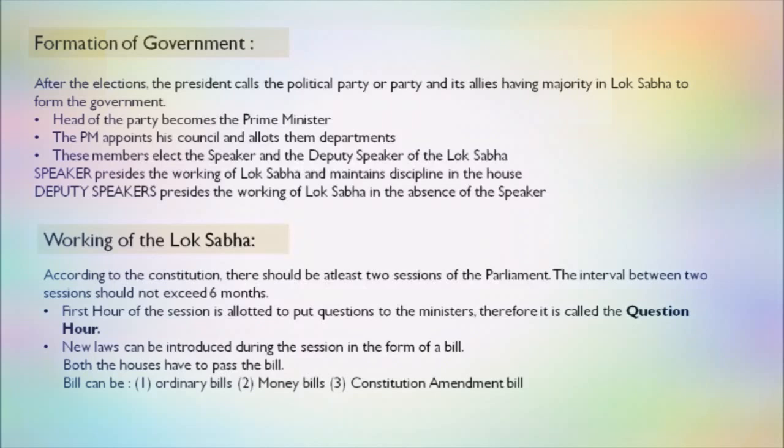The speaker presides over the working of Lok Sabha and maintains discipline in the house, whereas the role of the deputy speaker is that he presides over the working of Lok Sabha in the absence of the speaker. Now, the government is formed, and how does the Lok Sabha work?